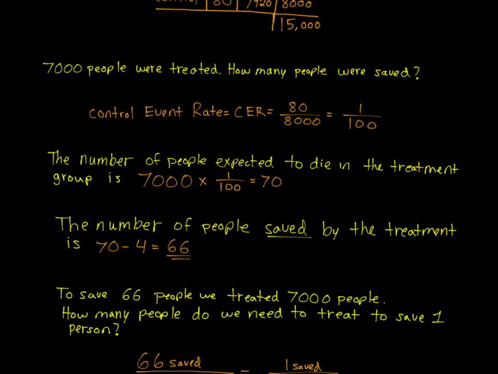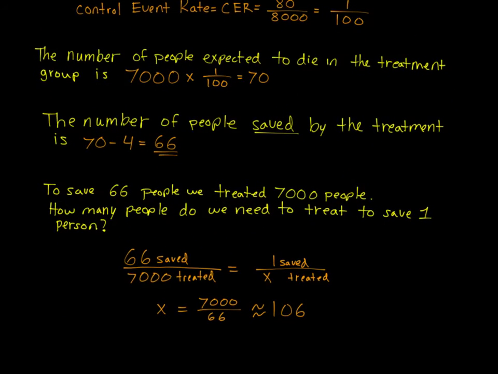So to save 66 people, we had to treat 7,000 people. So 7,000 people were treated in order to save 66 people. So the number needed to treat, remember, asks the question, how many people do we need to treat in order to save one person? So we can set this up as an equation where we have 66 people saved over the 7,000 that are treated.